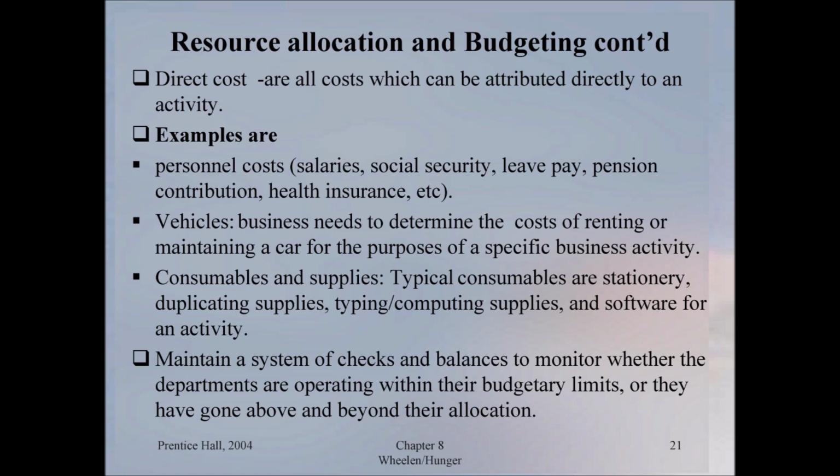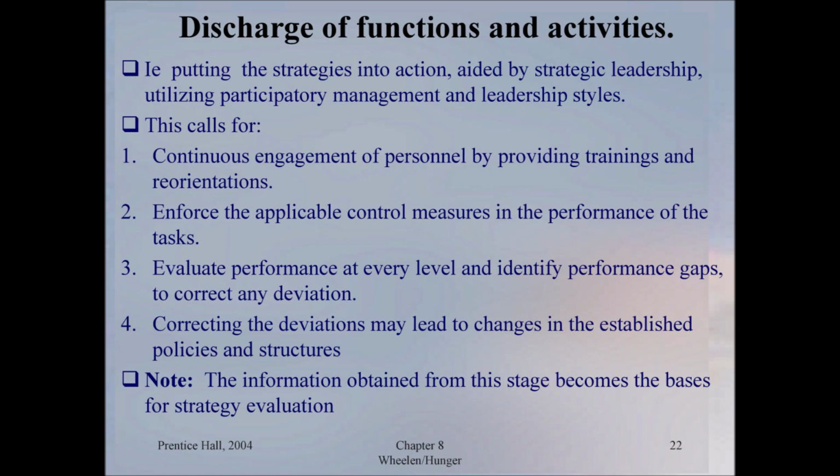Okay. And then also we have discharge of functions and activities. How do we ensure that the functions and things we want to do are really undertaken? That is putting the strategy into action, aided by strategic leadership, utilizing participatory management and leadership styles. So you put your strategies into action. And what does it involve? Continuous engagement of personnel by providing training and reorientation. As you said, always telling them, reminding them, it helps. And then also enforce the applicable control measures in the performance of the task.